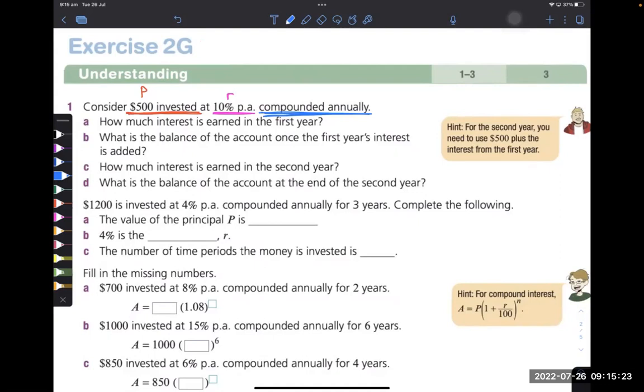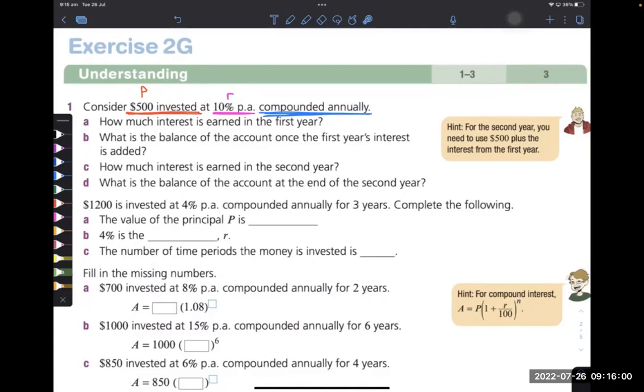So then the question asked now in part 1A, it says how much interest is earned in the first year. Now, this idea of interest is the extra stuff that you get. Okay, so we're getting some extra money on top of this $500. The extra amount that we get is 10% on top. So what's the percentage that we want to find of 500? Right now, 500 is considered what? What's the percentage on 500?